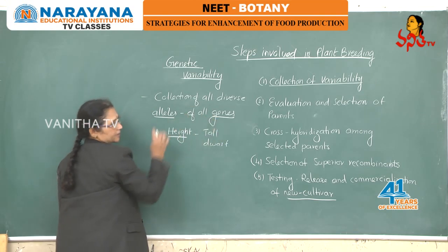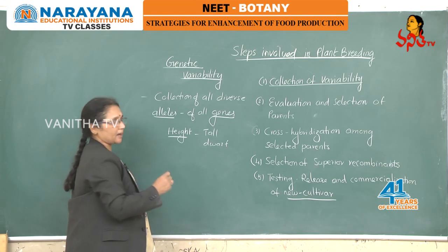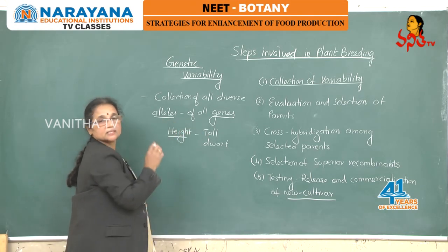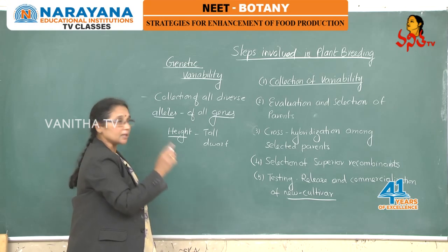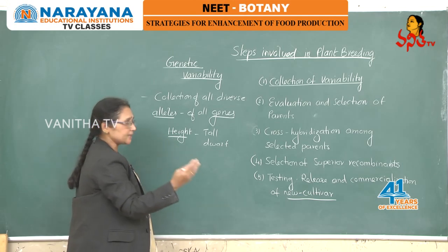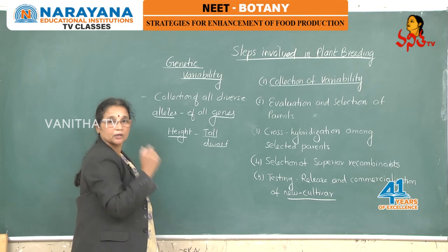So a gene is a part of DNA which codes for one character, let us say it is height, and the different forms of genes are called alleles. Alleles are the different, alternate forms of genes which will control the different traits of a character. Now are you clear children?